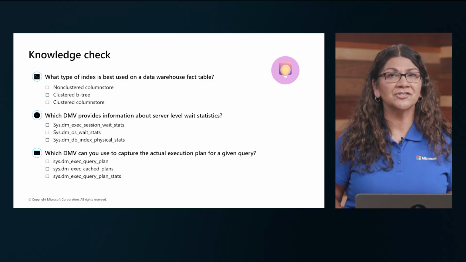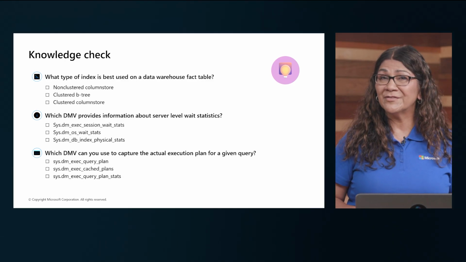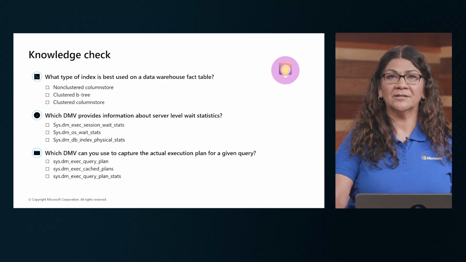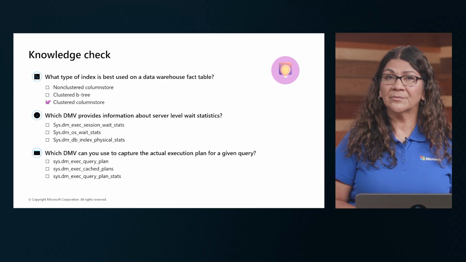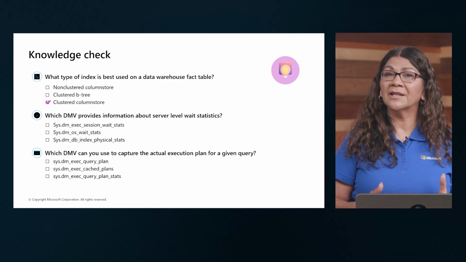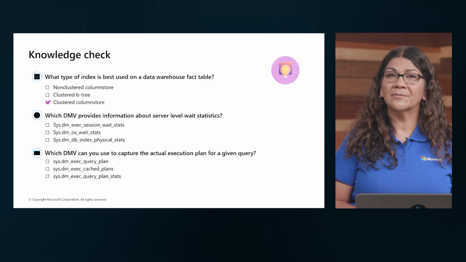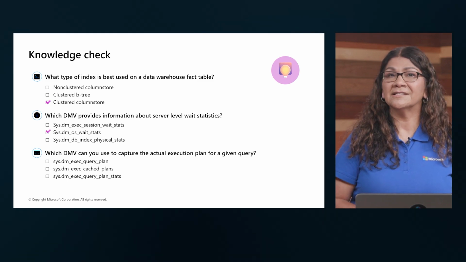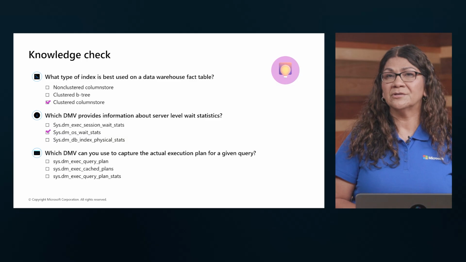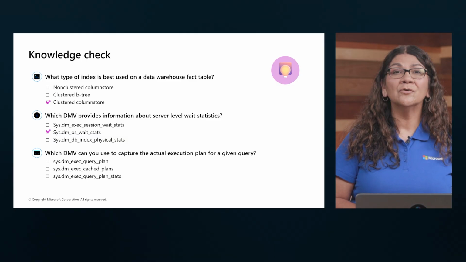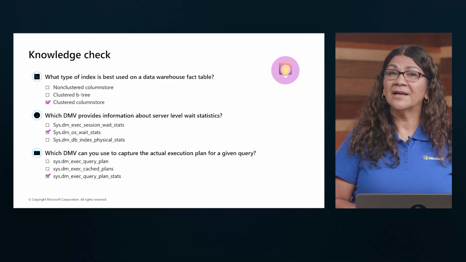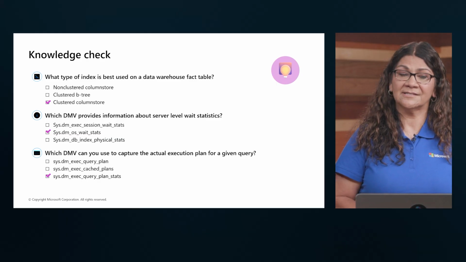Now it's time for our knowledge check. Question 1, what type of index is best suited for a data warehouse? Answer, clustered column store. Question 2, which DMV provides information about server-level wait statistics? Answer, sys.dm_os_wait_stats. Question 3, which DMV can you use to capture the actual execution plan for a given query? Answer, sys.dm_exec_query_plan_stats.